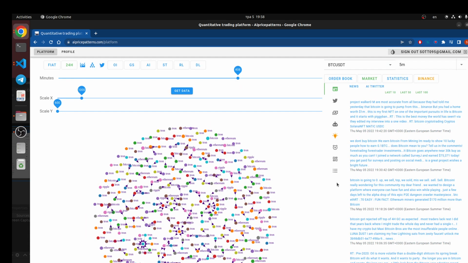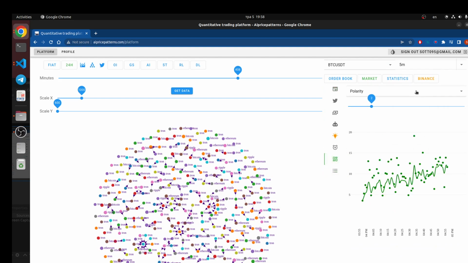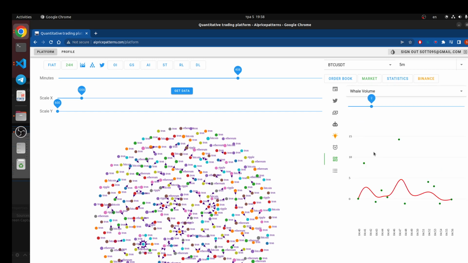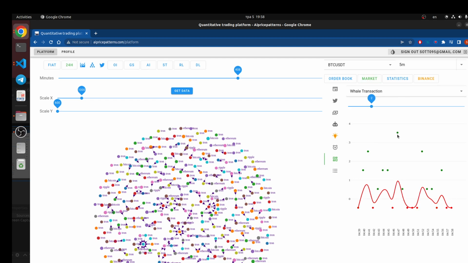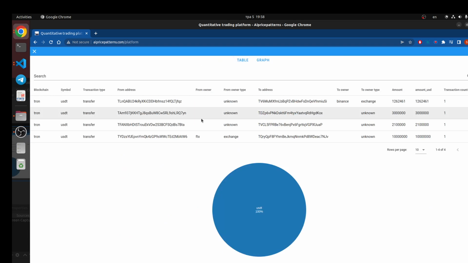Okay, let's look at what happens with the current transactions on the market. I'm trying to look for whole transactions. Okay, some small transactions. Okay, let's look at whole volume. What is the transaction? Let's take this one, for example. I'm trying to look for tables on USDT, from USDT to Binance.